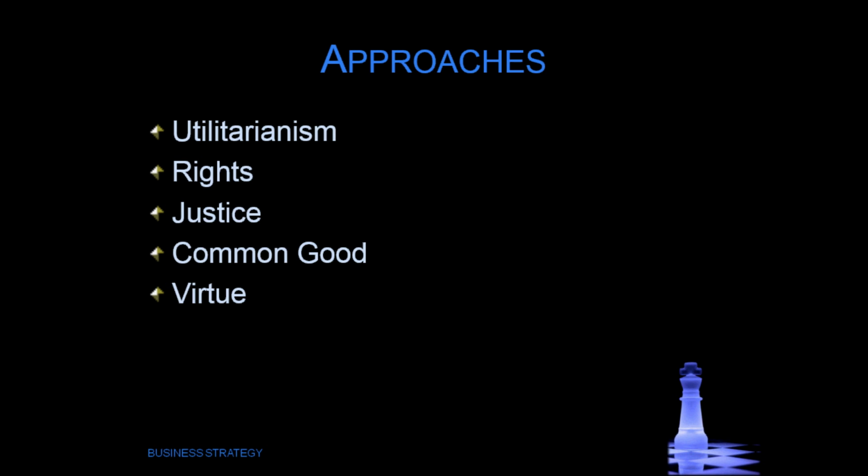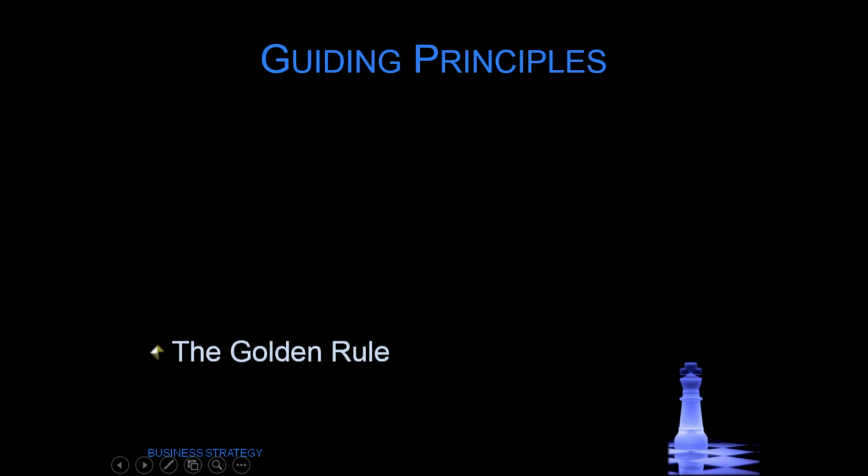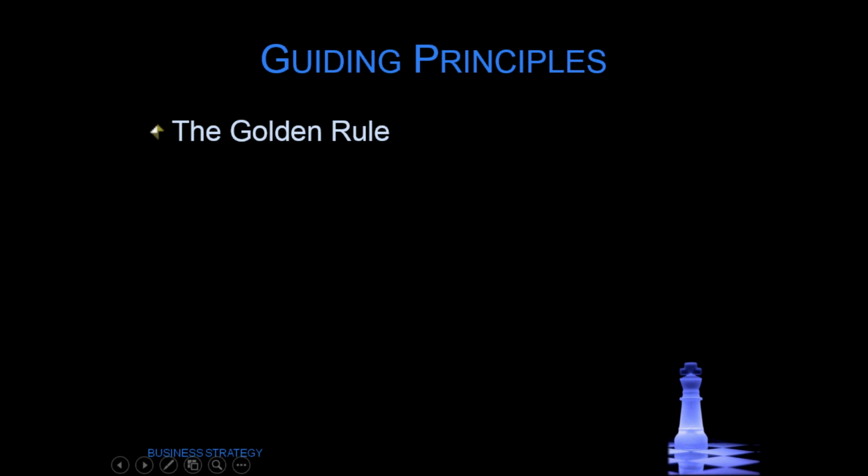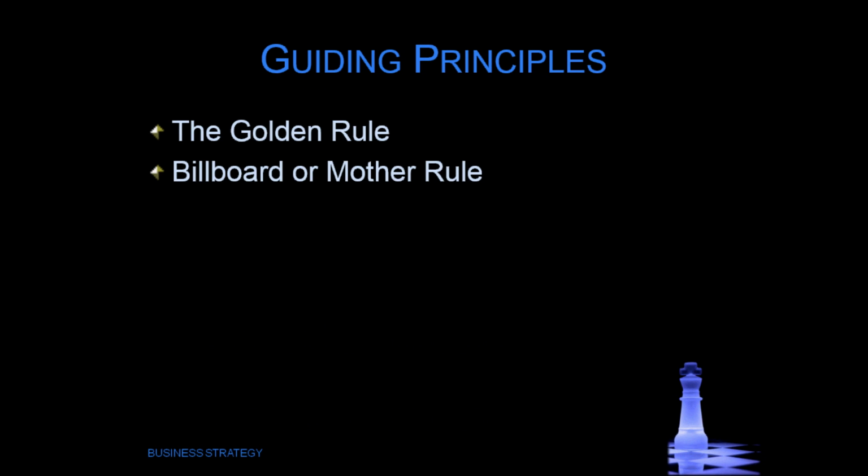Some guiding principles: we have the golden rule, which is do unto others as you would have others do unto you. It's found in almost every culture and every religion in some form. And the other is the billboard or mother rule, which is kind of fun. The question is, how would I feel if the decision that I just made was put on a billboard? Or worse, what would your mother think if she knew what you had done? They're just kind of quick checks.